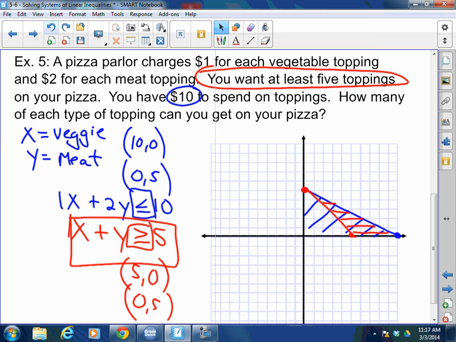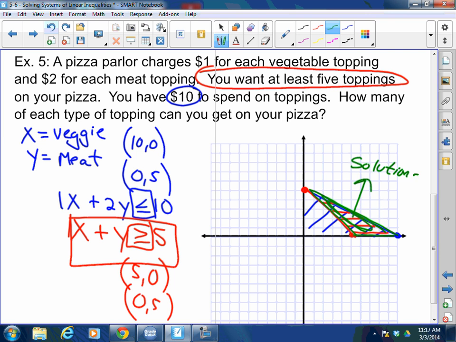So what is it? This little piece right in here that I'm going to color in green. All of this. All of that. Inside that little green triangle, those are my possible solutions. So for example, I can get 6 meat and 1 veggie, or 6 veggie and 1 meat, because we said x was veggie.